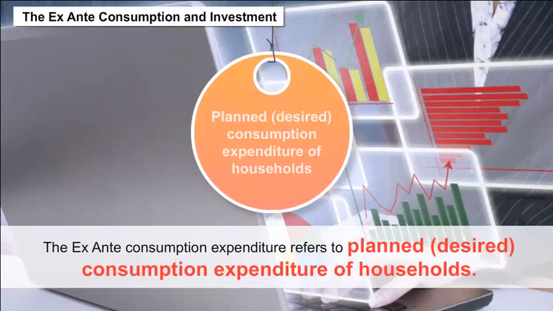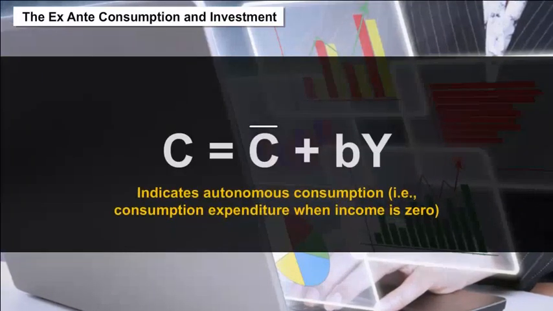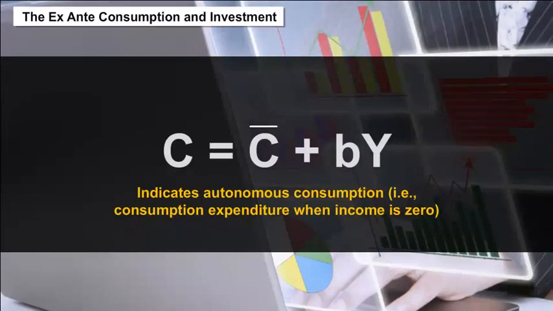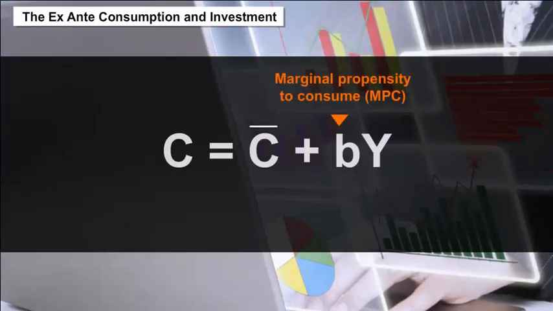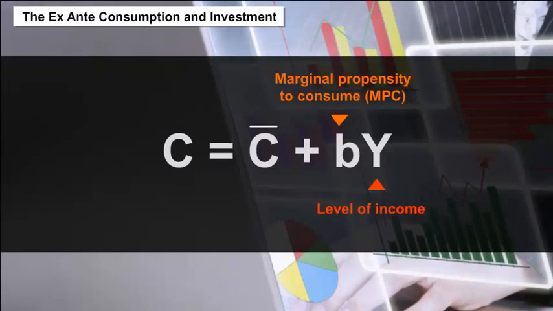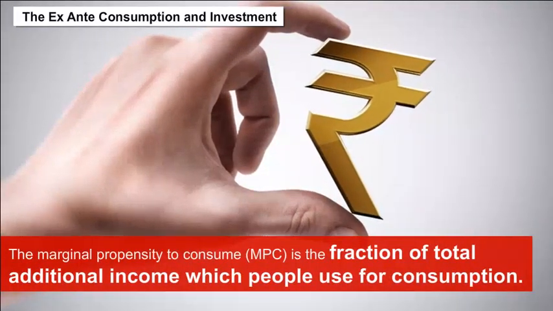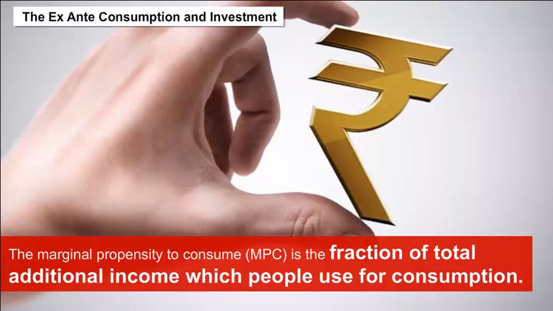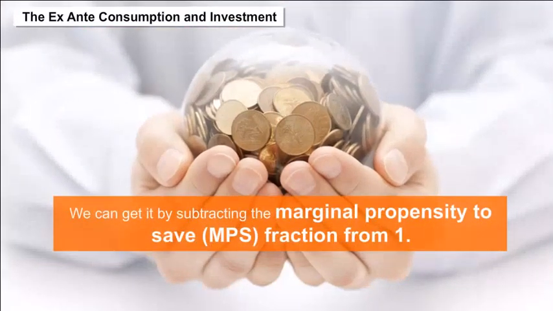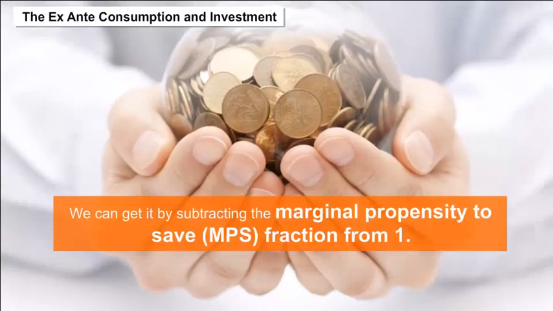The consumption function is represented by C is equal to C bar plus BY, where C bar indicates autonomous consumption, that is consumption expenditure when income is zero. B shows marginal propensity to consume, or MPC, and Y stands for level of income. The marginal propensity to consume, or MPC, is the fraction of total additional income which people use for consumption. We can get it by subtracting the marginal propensity to save MPS fraction from 1.